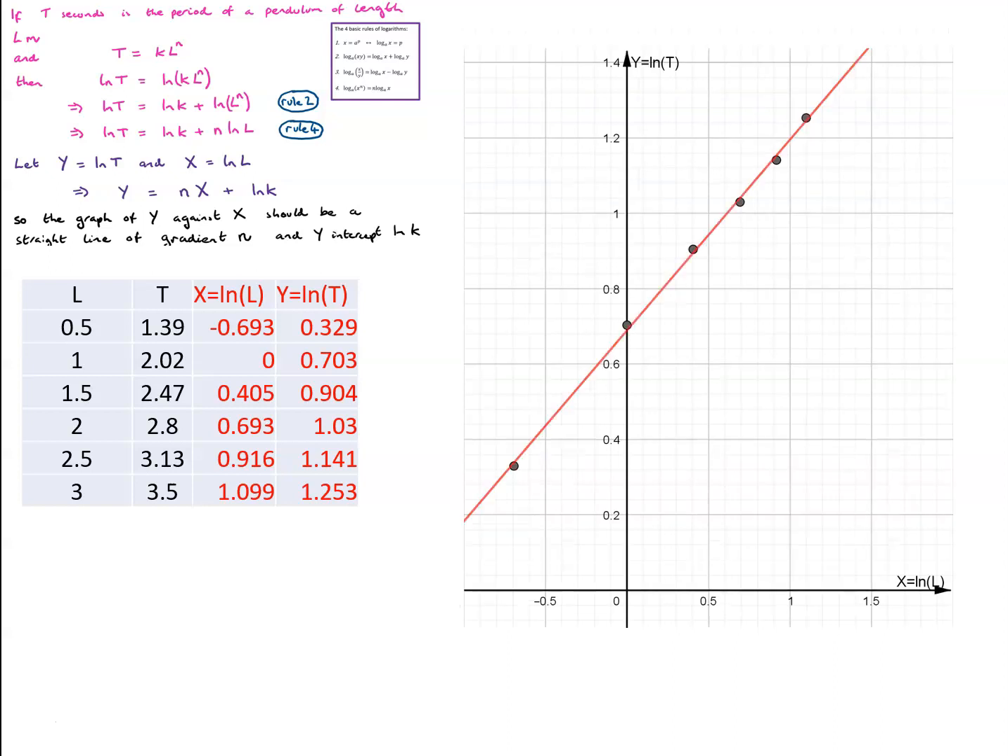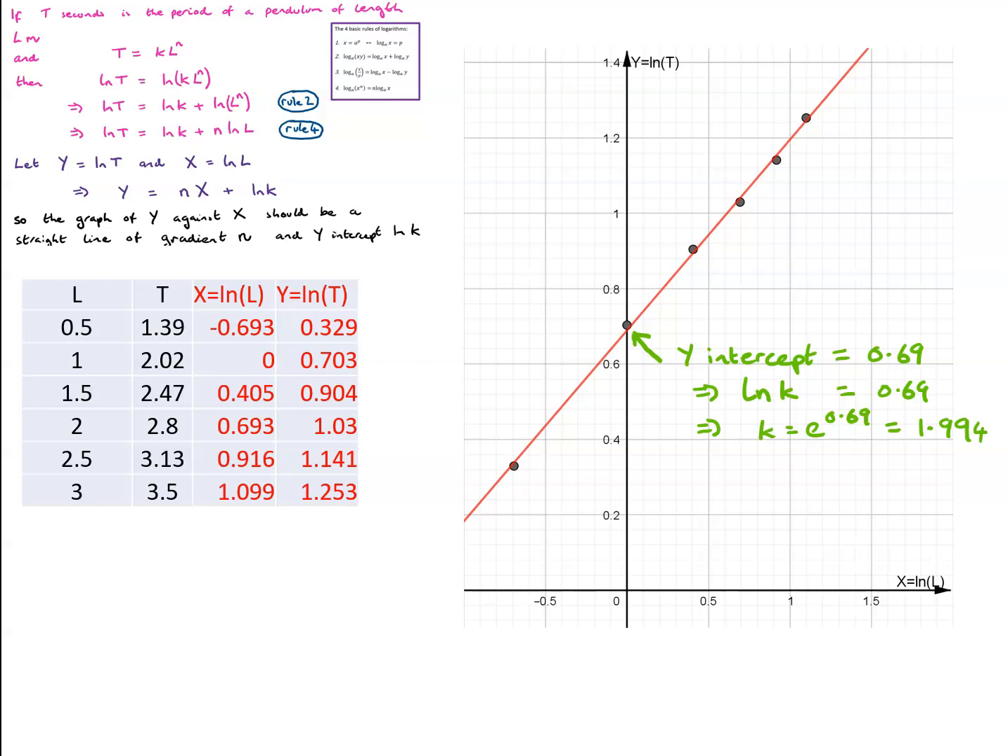If we put the straight line in by best fit, or indeed by using the calculator to calculate a regression line for the points, then we obtain a line very close to the one that I've drawn there. We can see that the y-intercept is just a little bit below 0.7. It's something like 0.69. And the y-intercept, remember, gives us the value of the natural logarithm of k, so we've got the natural logarithm of k is 0.69, so k is e to the 0.69, which is 1.994.